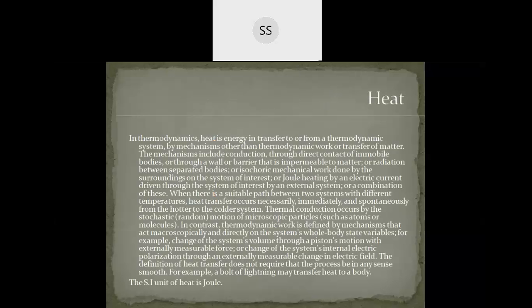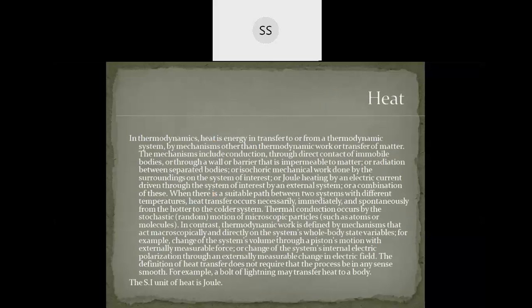So heat is basically an energy. Heat can be transferred from one body to another. It is the total internal energy of a body. The body can be a human body or anything. The total internal energy of a body is called the heat energy, and heat can be transferred from one body to another. Since heat is an energy, therefore its SI unit is joule.